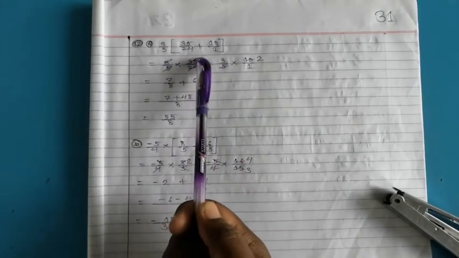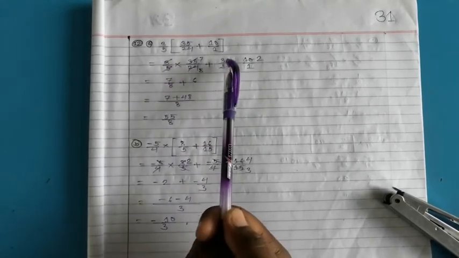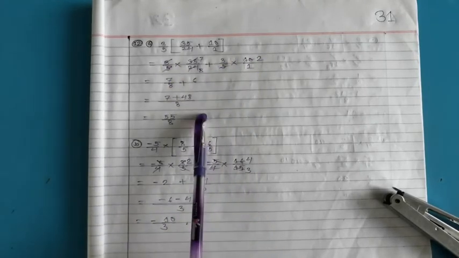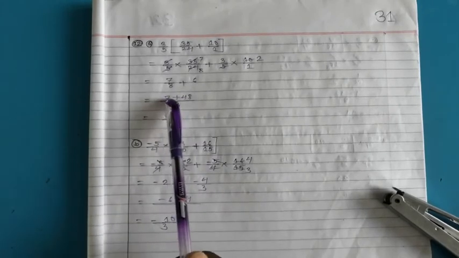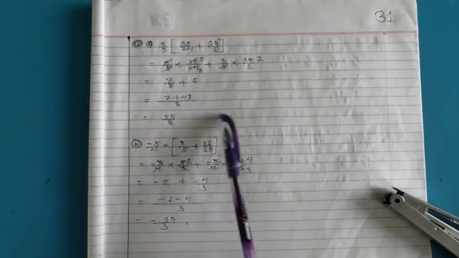So simplify, 5 into 7 cancels out by 3, 3 8 is a, so 7 upon 8, and if you cancel out it will be 6. So 8 is the LCM, so 7 plus 48, so 7 plus 48 is 55 upon 8. So this is the answer.